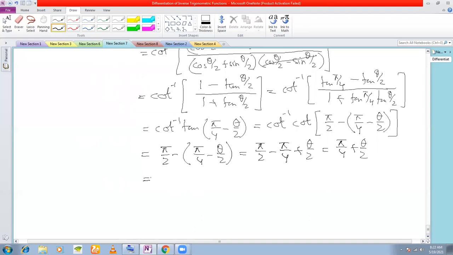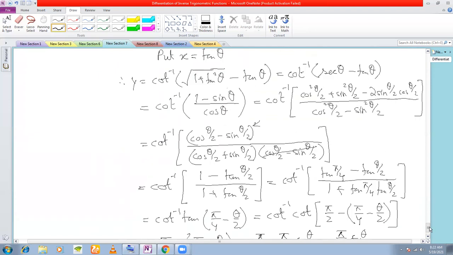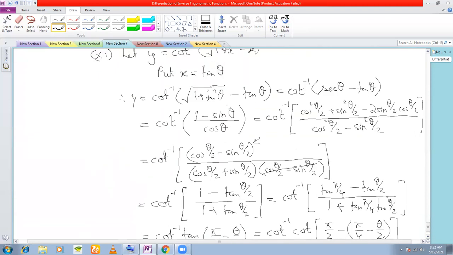Put the value of theta. We had put x is equal to tan theta. That means theta must be equal to tan inverse x.